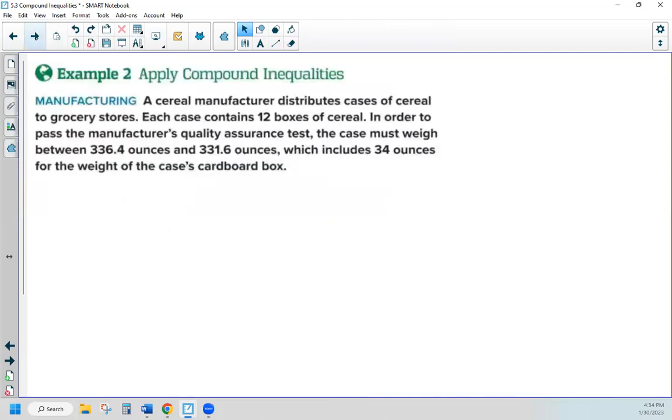All right, let's go ahead and see how we can apply this to a word problem. The most important thing about this is for you to read it yourself, and then I'll go ahead and explain it. But try to understand it, put it in your own words in your head.